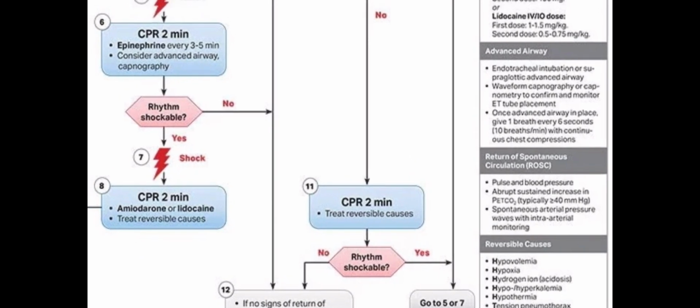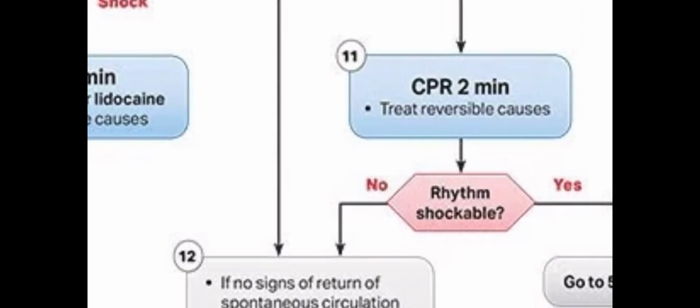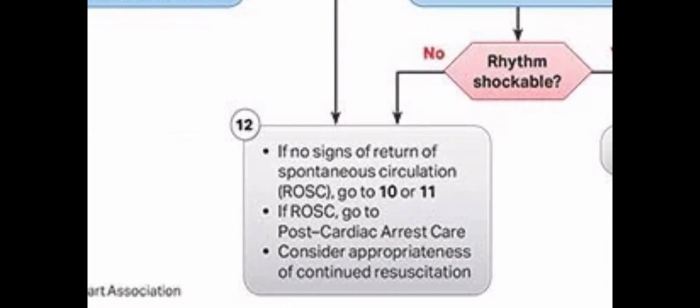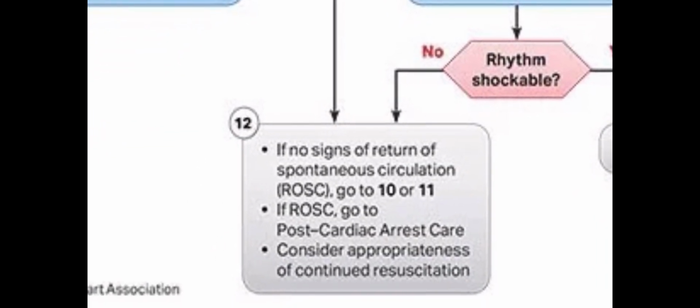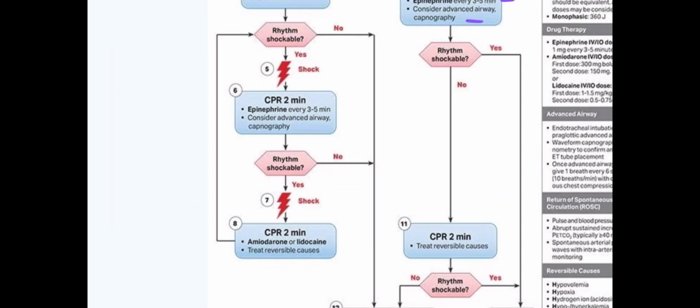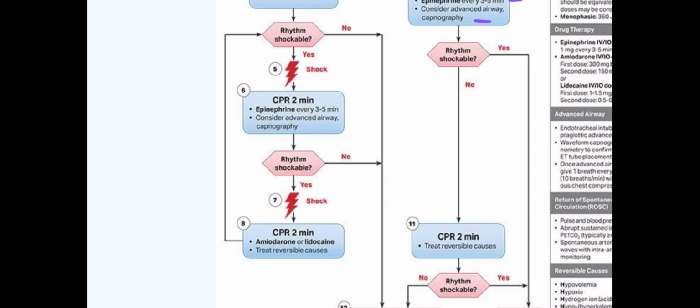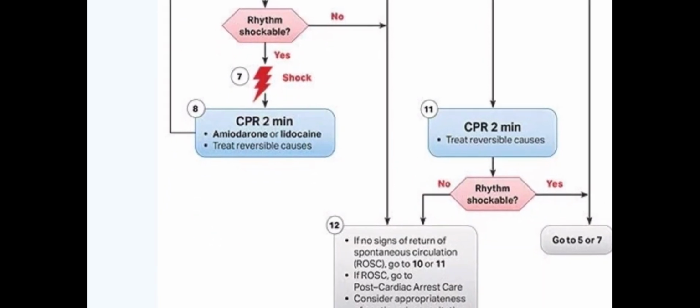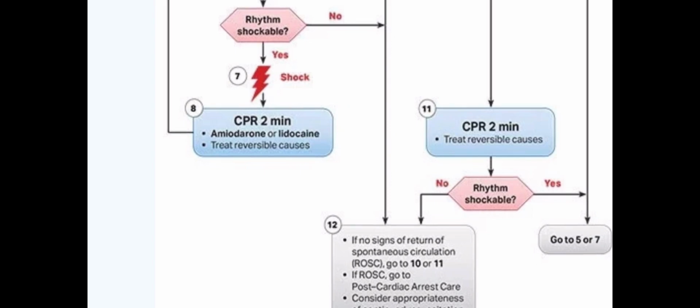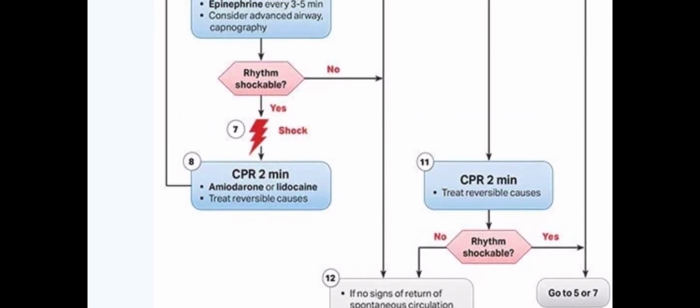So again, after the 2 minutes, you have to check the rhythm whether it is shockable or not. If it's not a shockable rhythm, and if no signs of return of spontaneous circulation, ROSC, then you have to go again to steps 10 and 11, in which you continue CPR, give epi, consider an advanced airway and capnography, and check the rhythm again. Or if ROSC has been achieved, then you have to follow post-cardiac arrest care and consider the appropriateness of continued resuscitation.